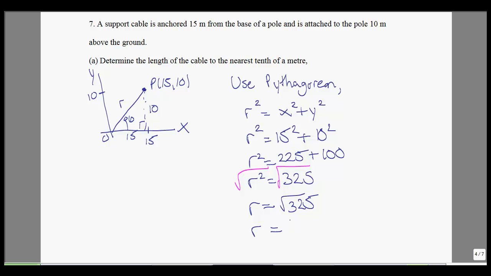Solving that, we find R equals 18.0277, which is approximately 18.0 meters. That is our final answer to a tenth of a meter.